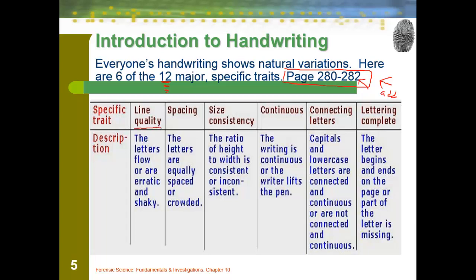The line quality, do the letters flow? Are they erratic and shaky? The spacing, are they equally spaced or are they crowded? The ratio of the height to width, is it consistent or inconsistent? Is the writing continuous or does the pen kind of lift up and move around?